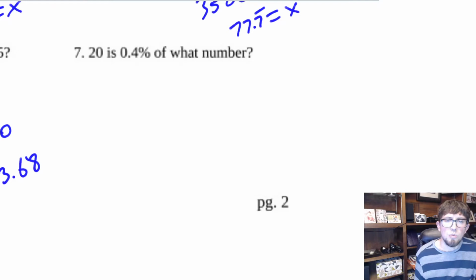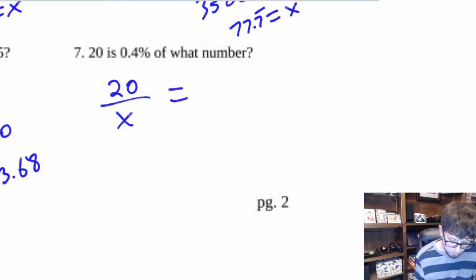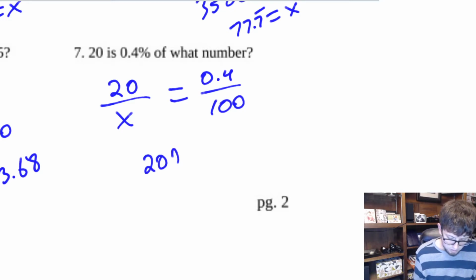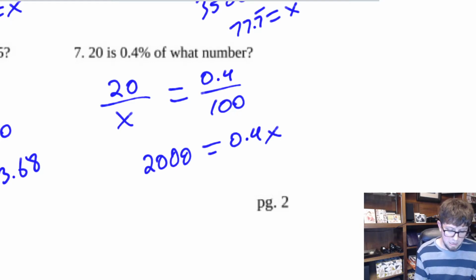20 is 0.4% of what number? So 20 over x is equal to 0.4 out of 100. If I cross multiply, I have 2,000 is equal to 0.4x. If I take 2,000 and I divide by 0.4, I get 5,000 is equal to x.